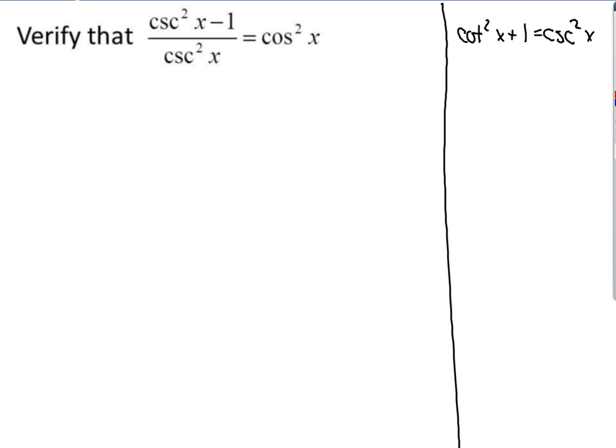So the first thing you should notice is in the numerator you have a cosecant squared minus 1. Anytime you have a trig function squared and a 1, think about one of your Pythagorean identities. The Pythagorean identity that's involved in this one is cotangent squared of x plus 1 is equal to cosecant squared of x. So if we take the 1 to the other side, we know that cotangent squared of x is equal to cosecant squared of x minus 1. So instead of cosecant squared of x minus 1 in our numerator, we can change that to cotangent squared.